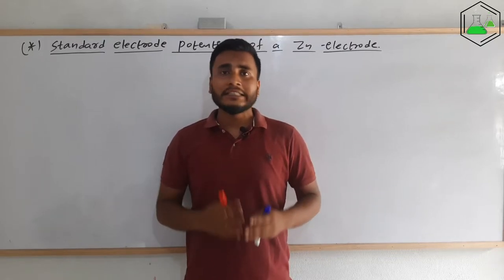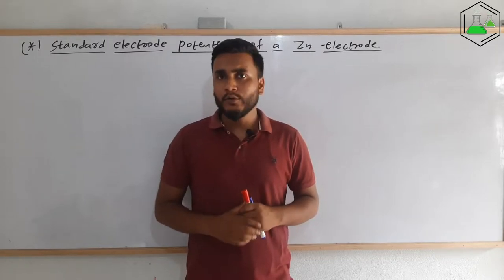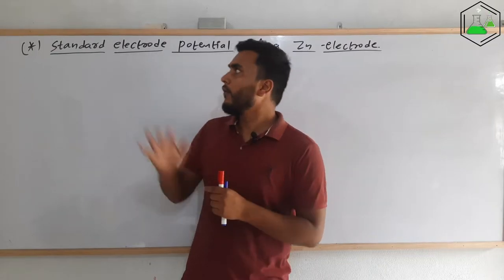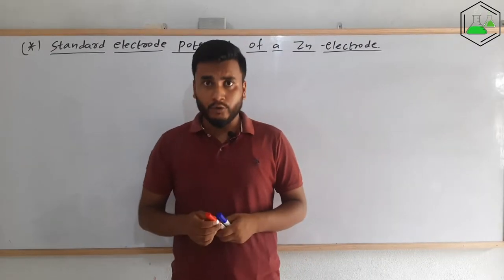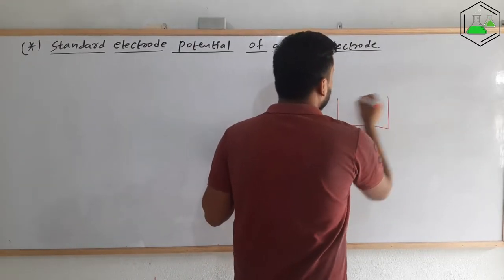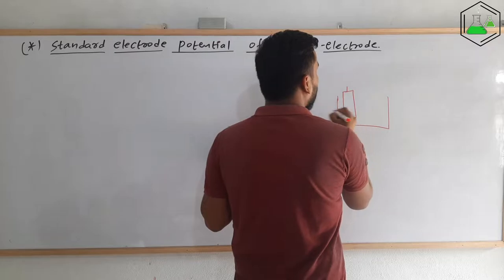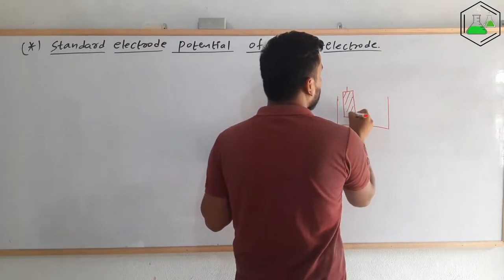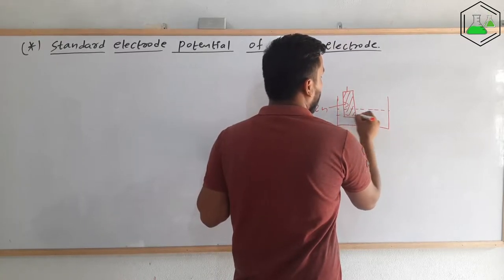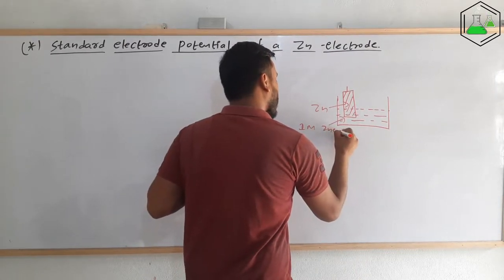To find out the value of standard electrode potential of a zinc electrode, the zinc metal is dipped in 1 M solution of zinc sulfate and it is coupled with standard hydrogen electrode to find the value of standard electrode potential of zinc electrode. Let me draw the diagram. First of all, we need to draw the zinc electrode. To draw the zinc electrode, there is this zinc metal. This is zinc and it is dipped in 1 M zinc sulfate solution, right?